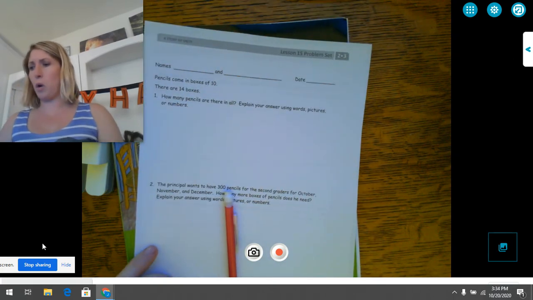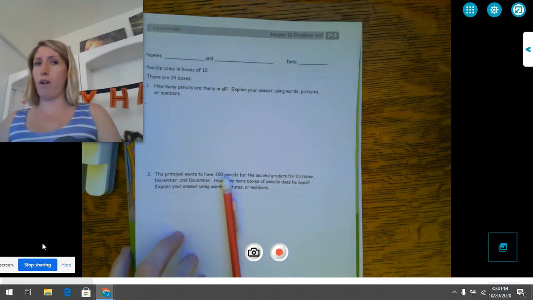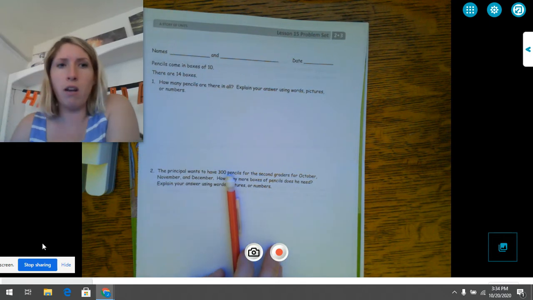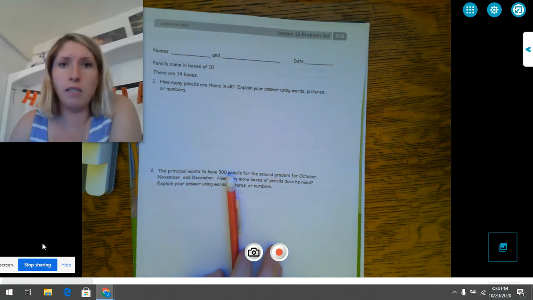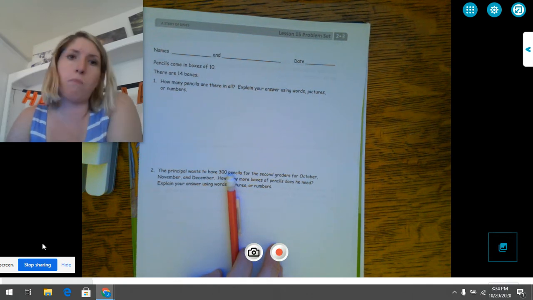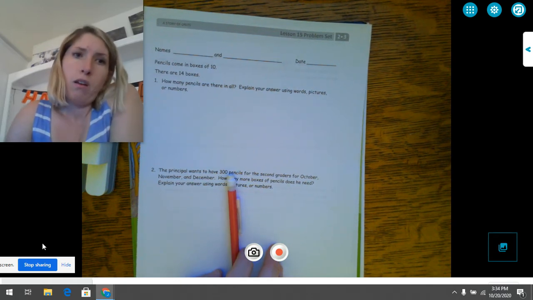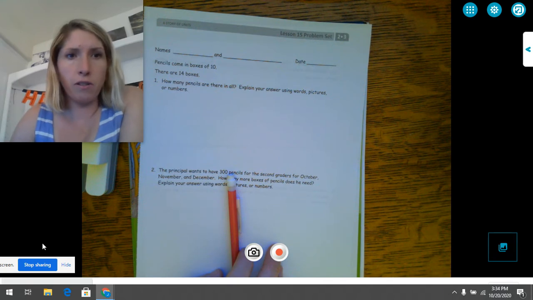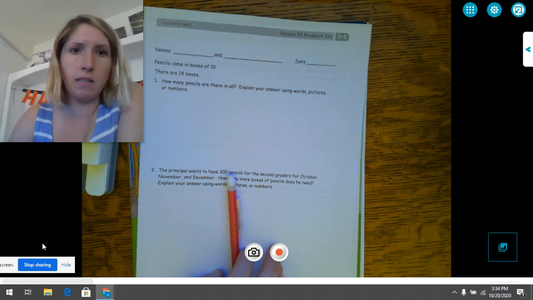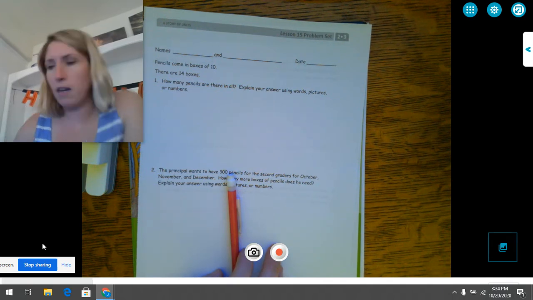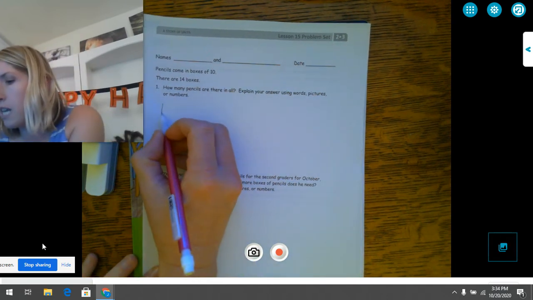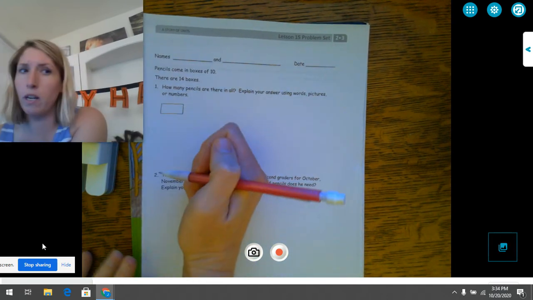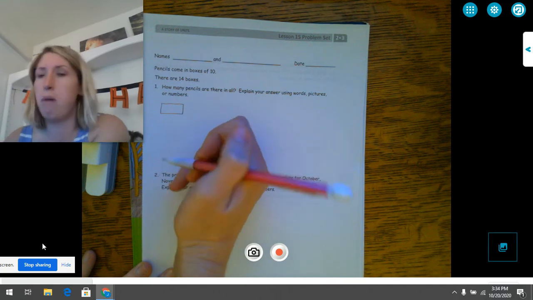Explain your answer using words, pictures, or numbers. So we can explain our answer using any of those methods. I think the way that I'm going to explain it with you is with pictures, because I think pictures are a nice way for you to see what's going on with the pencil boxes. So we know we have 14 boxes. So let's draw 14 rectangles. And each rectangle can represent one of the boxes of pencils.